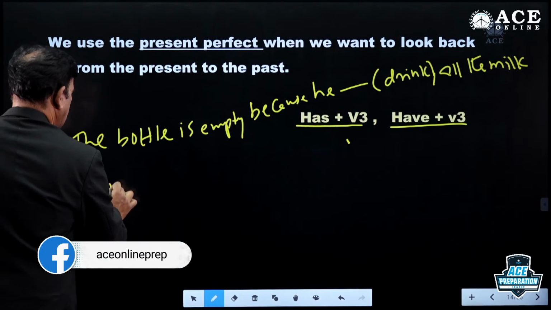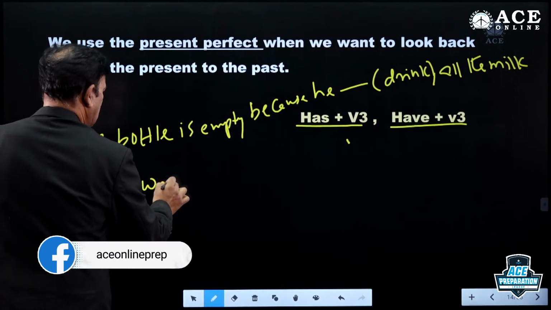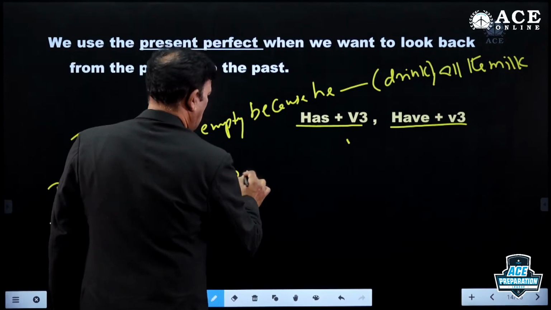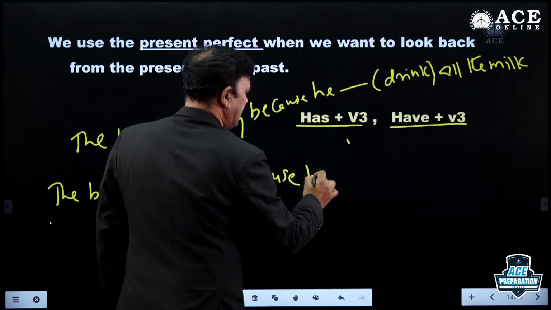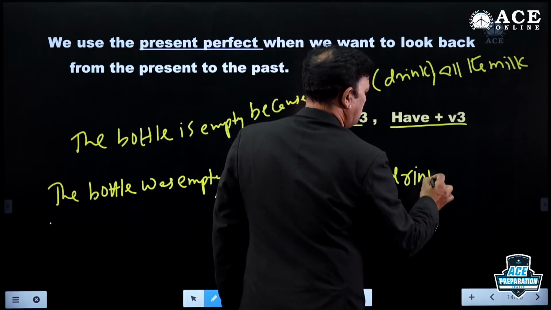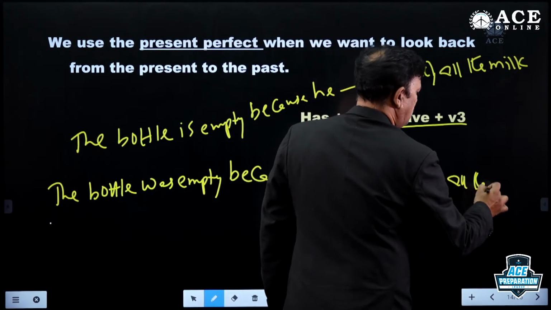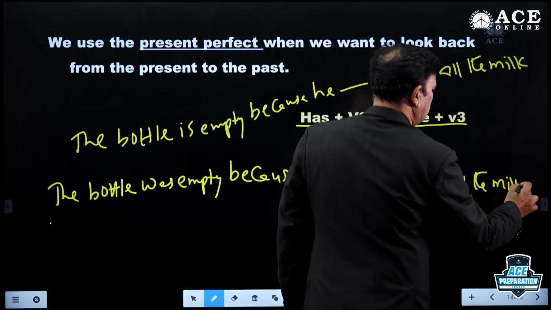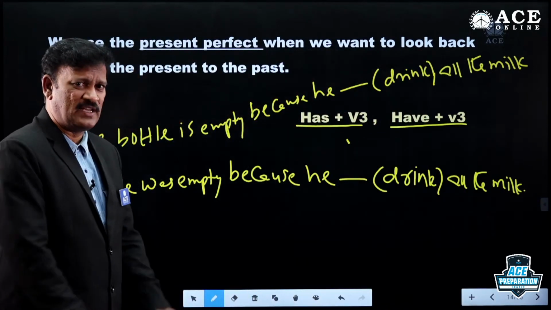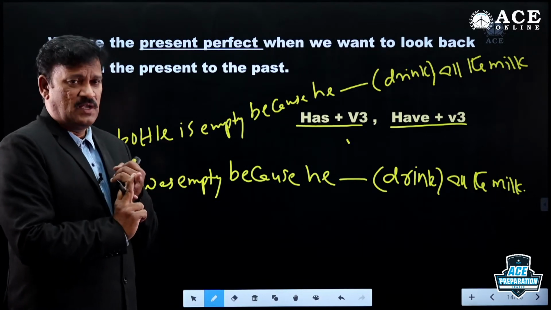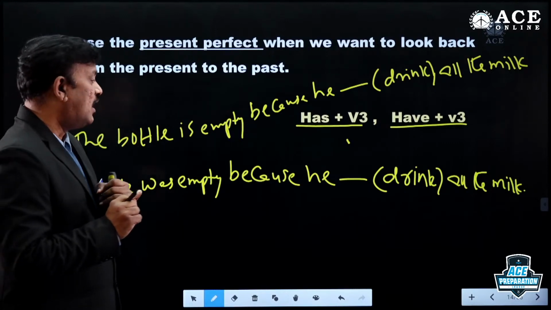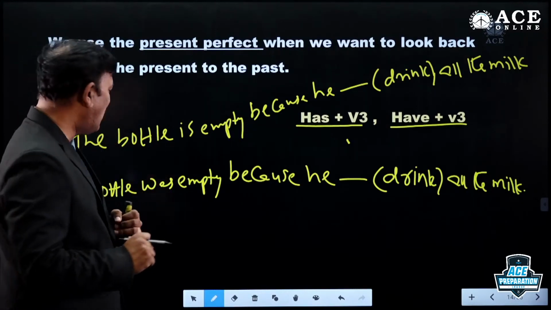The bottle was empty because he drank all the milk. Can you show me the time indicator here? How do I know the time indicator? A time indicator can be, as I said, a single word, a clause, that is a sentence or half a sentence, or sometimes a verb, only one verb.